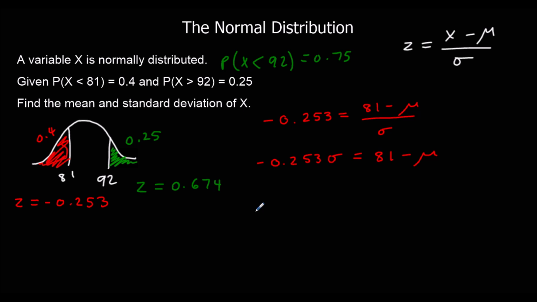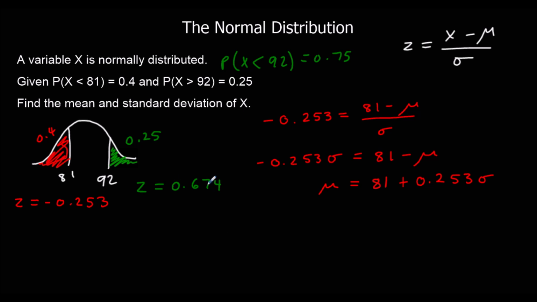And I'll plus the mean to both sides and plus 0.253 standard deviation to both sides. So if I plus mean to both sides, we'll have the mean on the left side, and if I plus 0.253 standard deviation to both sides, I'll get the mean is equal to 81 plus 0.253 standard deviation.